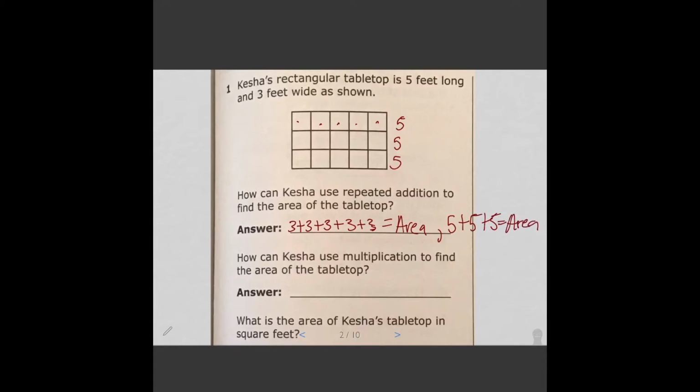Okay, so let's go to the next part. How can Keisha use multiplication to find the area of the tabletop? So that's simple. We can think of our rows and columns. How many rows of did we have? So we had 5 rows of 3, or we could say we had 3 rows of 5. So we can use either one of these multiplication sentences to find the area. All right, let's keep going.